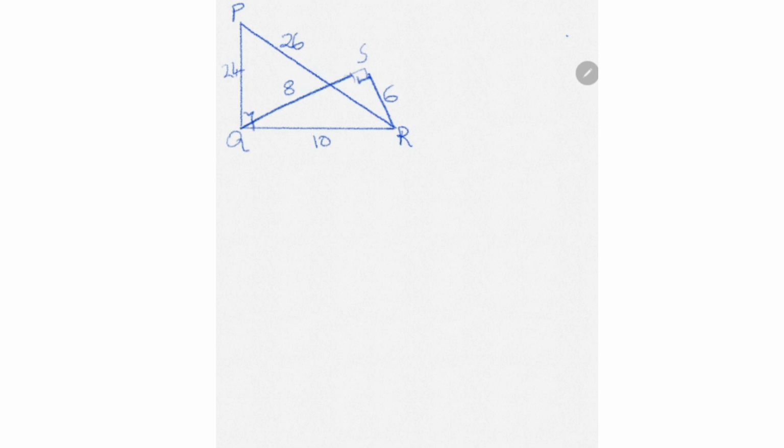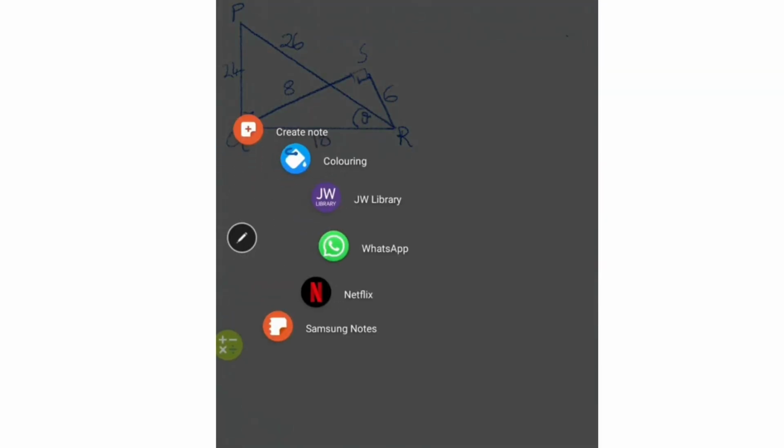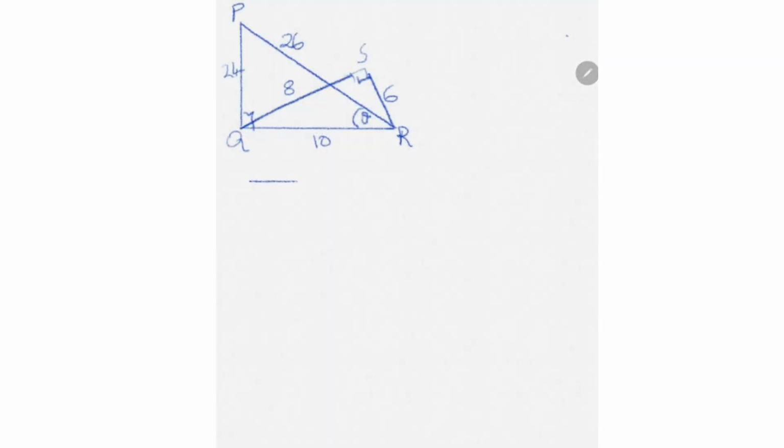And then the angle P, R, Q, this angle here is theta. All right. So the first thing we are required to solve without using a calculator is we have to determine tangent of angle P.